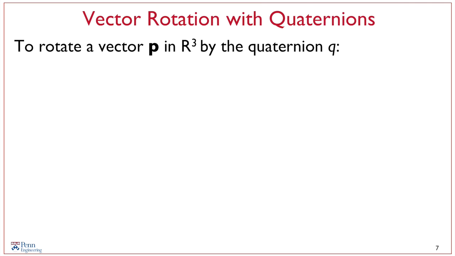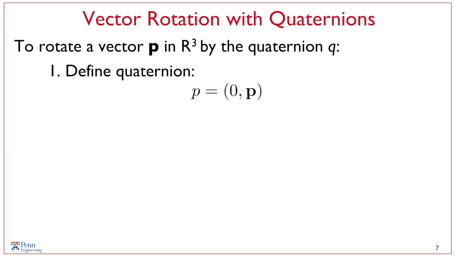How do we actually use these quaternions? Suppose we want to rotate a vector p in R3 by the quaternion q. To do this, we first turn the vector p into a quaternion that has 0 as a constant component and p as a vector component.